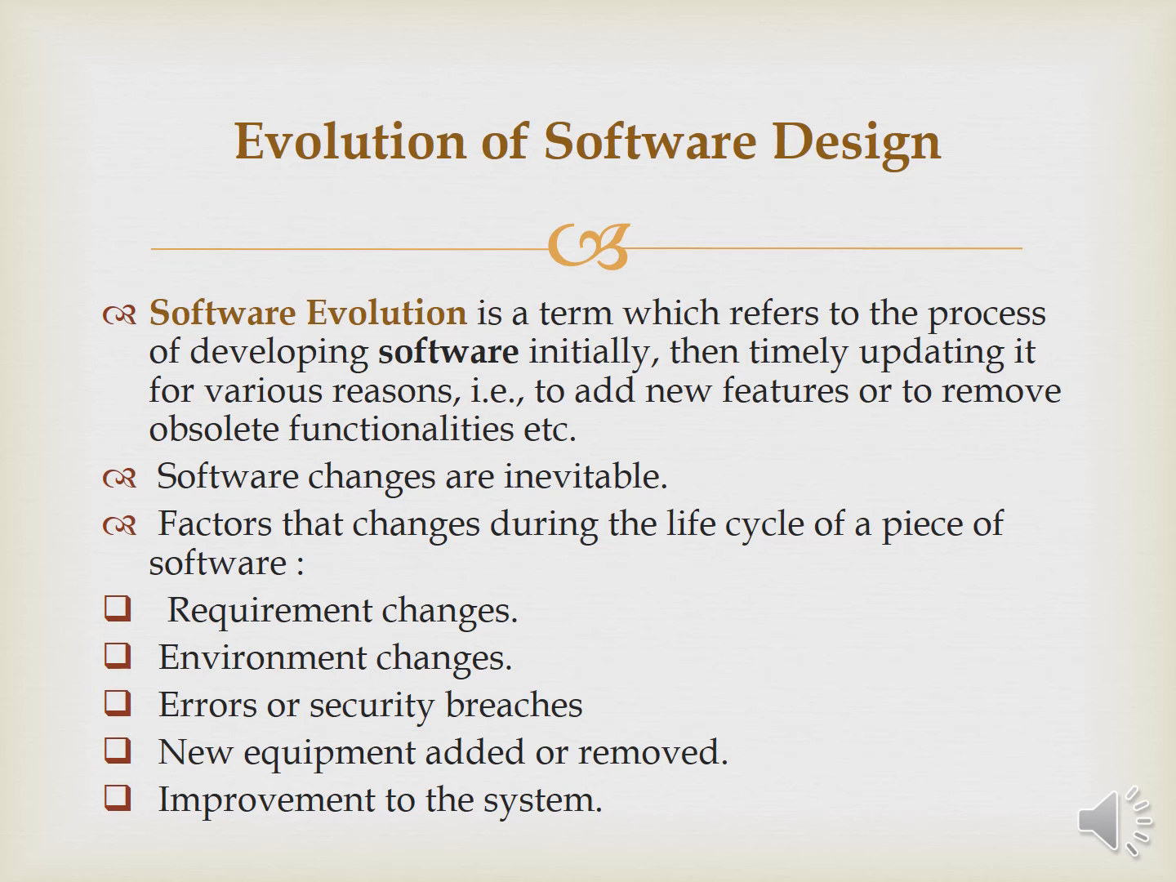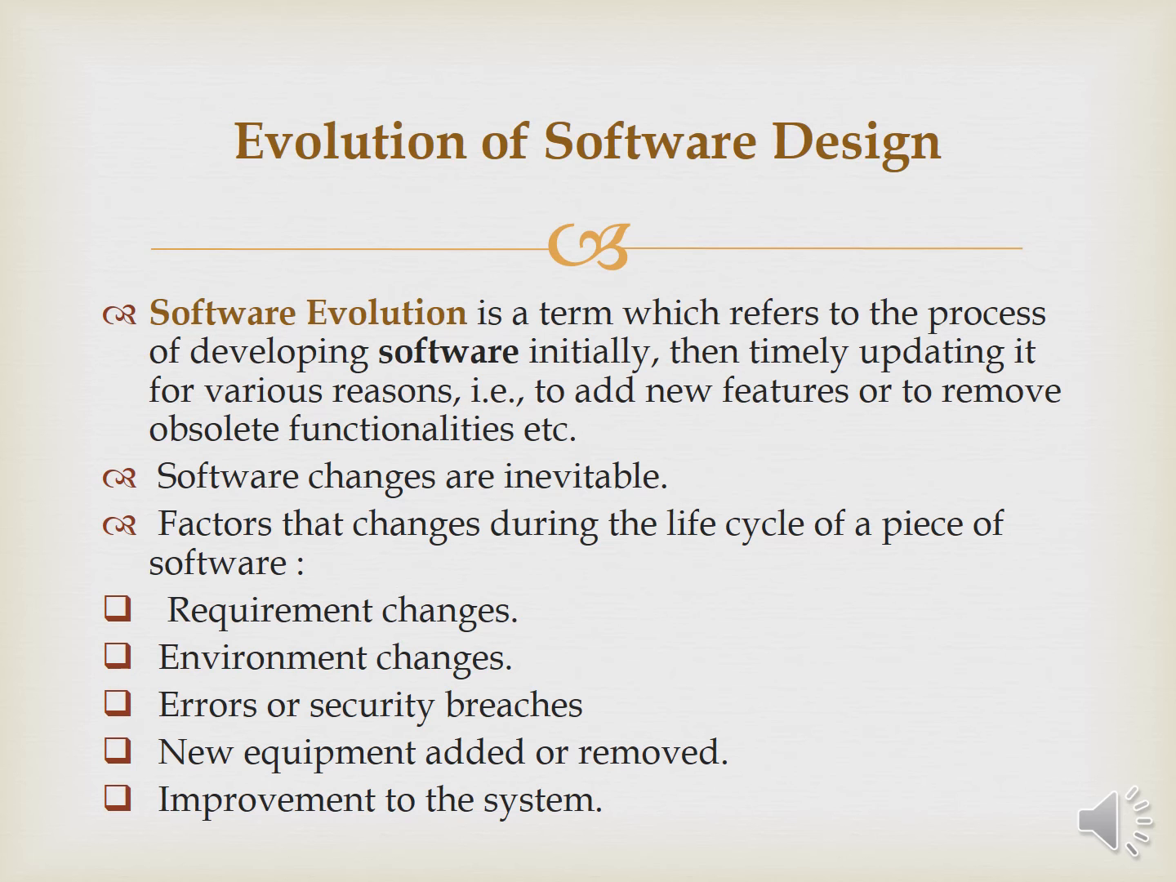Then the next topic, that is the evolution of software design. Basically, software evolution is a term which refers to the process of developing software initially, then timely updating it for various reasons, that is, to add new features or to remove obsolete functionalities, etc. In software engineering, software evolution is referred to as the process of developing, maintaining, and updating software for various reasons.